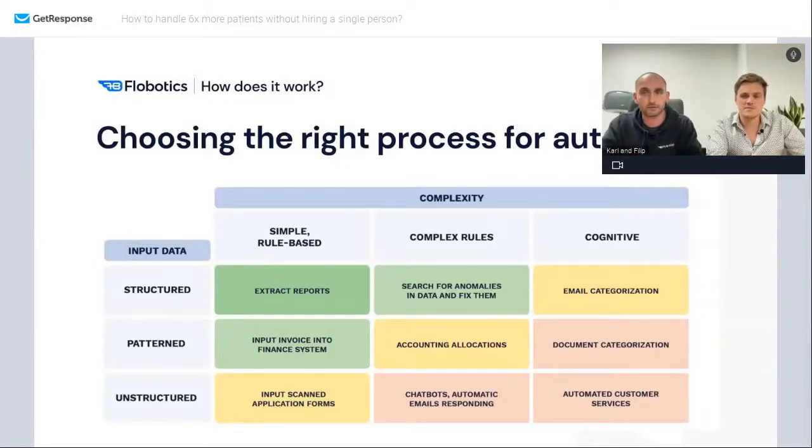Then the yellow, and then the red. The red are more difficult to do. The ROI is a little less, but it could be a pain point for a customer, and they might really want to do it. So it just depends, again, on use cases.